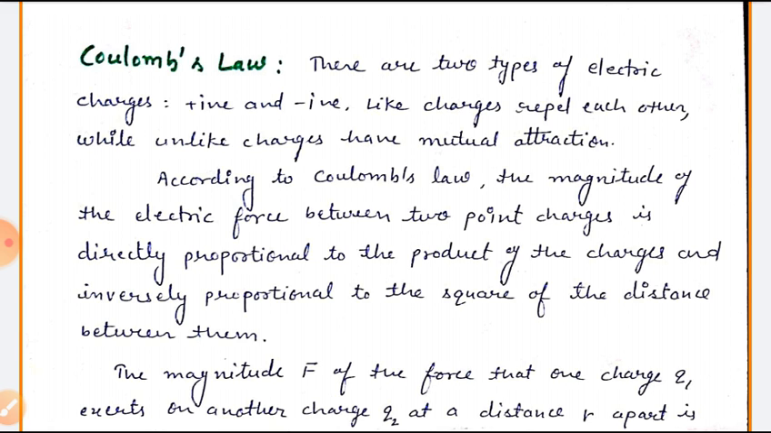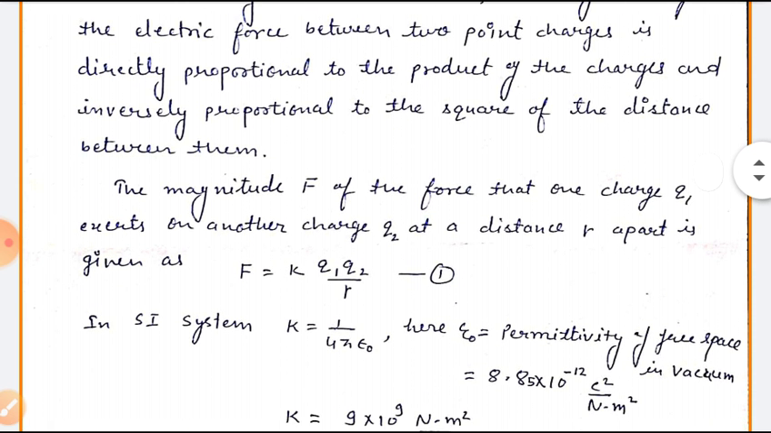The magnitude F of the force that one charge q1 exerts on another charge q2 at a distance r apart is given as F is equal to k q1 q2 upon r square. Here it is written as r, so it is r square in place of r. It is equation number 1.